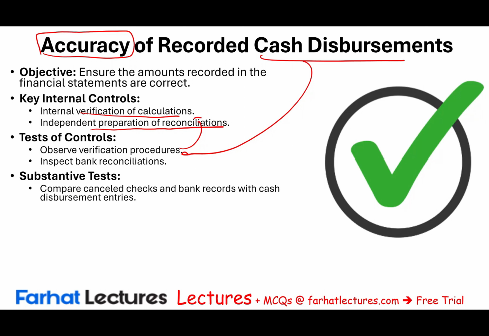Now, when we do substantive testing, we're going to compare canceled checks and bank record with cash disbursement. So we're going to look at the cash disbursement entries. We're going to look at how much they are recording. We'll look at the bank record, see if it matches this, look at the canceled checks.